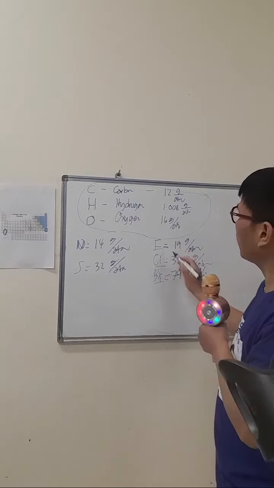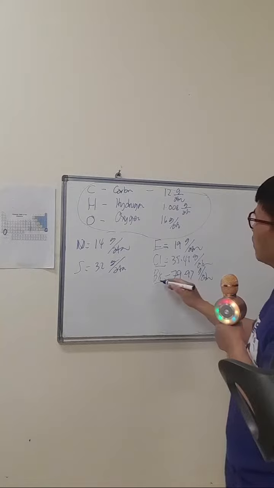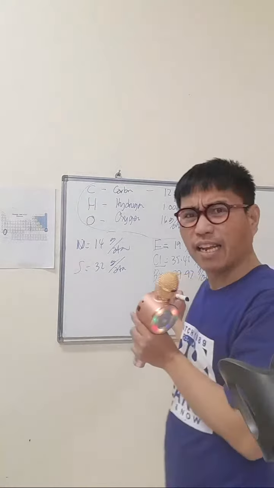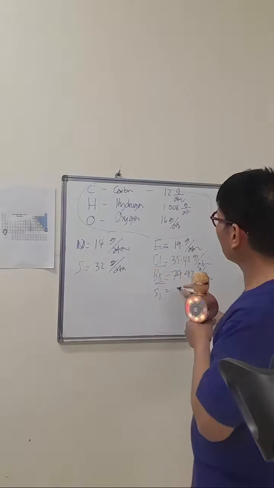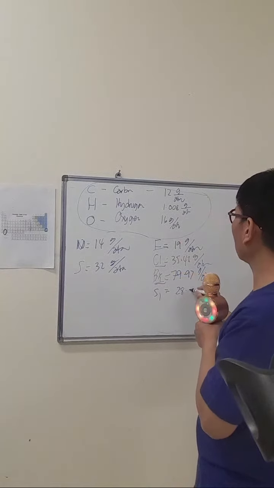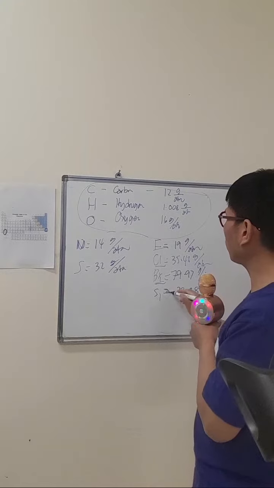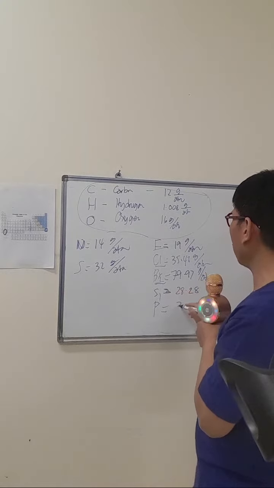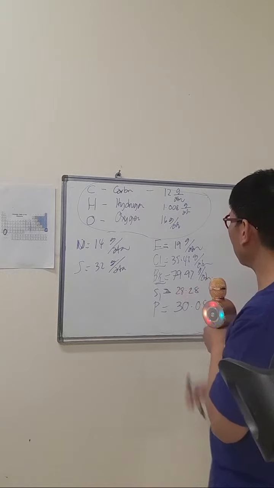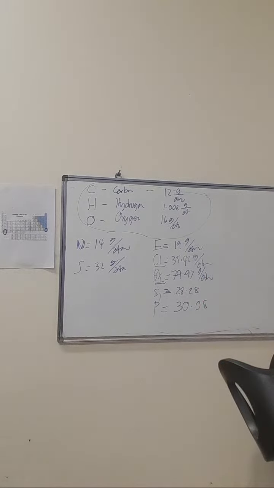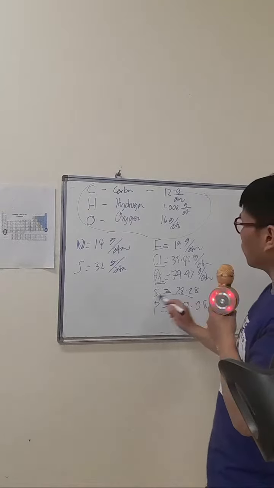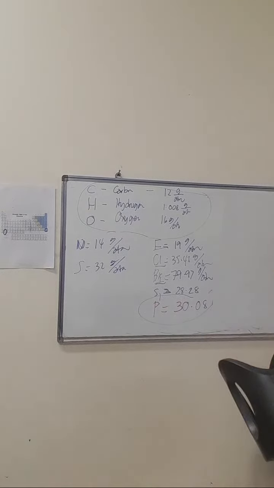You got that, palangga, and we also have silicon. Silicon is not a halide, but I just include it, 28.28. And then we also have phosphorus, 30.08. Basta, it's around 30, that's all that matters, guys. Okay, to the point.